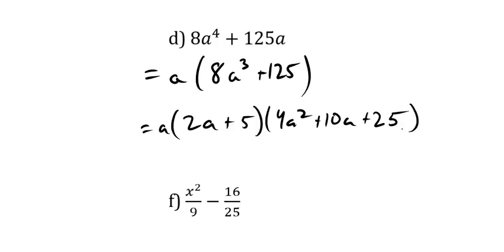Whoops. See, that's what happens when you go fast. 4a squared minus 10a, right? That should be minus. Always flip that one. Everybody got that? So 2a plus 5 and then the rest.